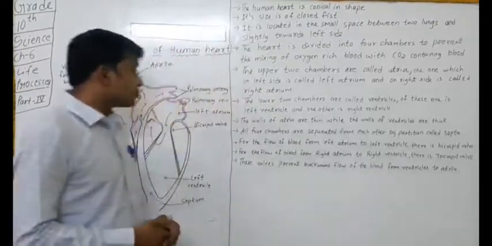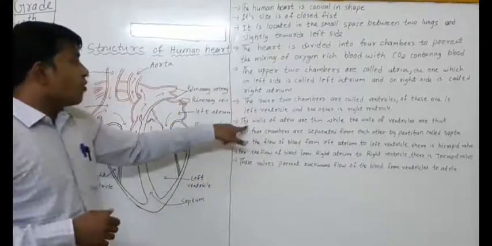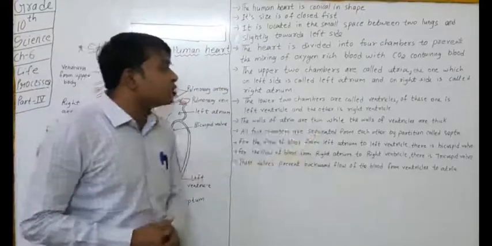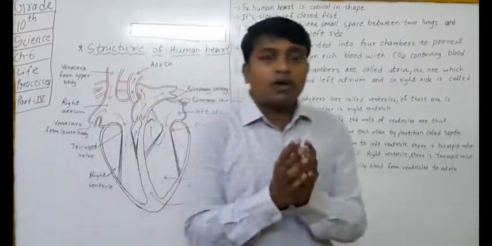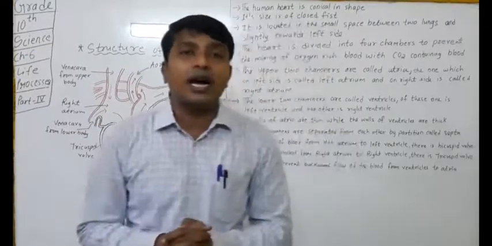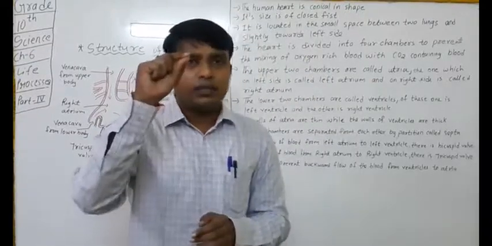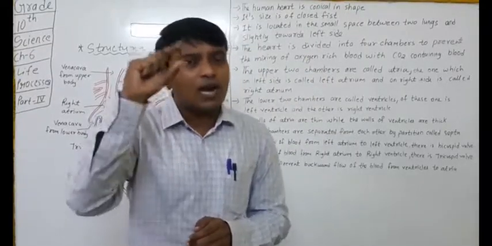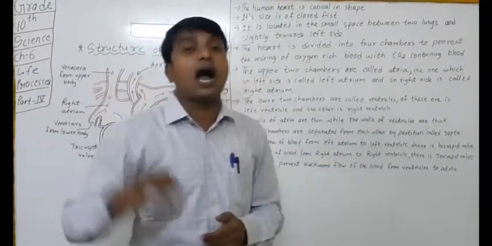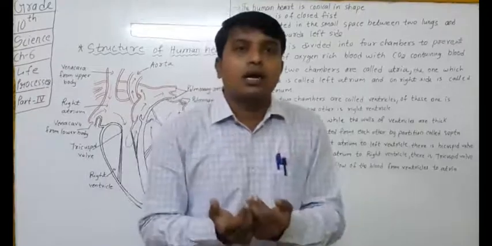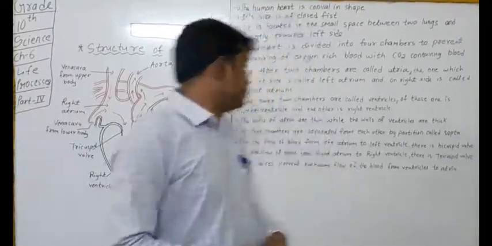Then the walls of atria are thin while the walls of ventricles are thick. The walls of atria are very thin, their thickness is small. And the walls of ventricles have very high thickness, so they are thicker compared to atria.